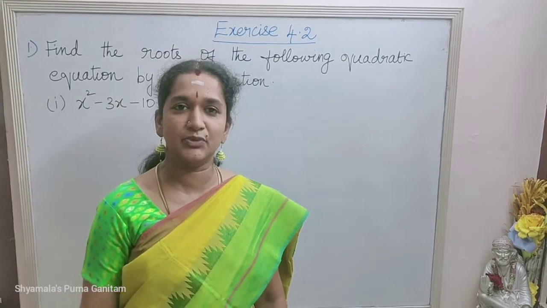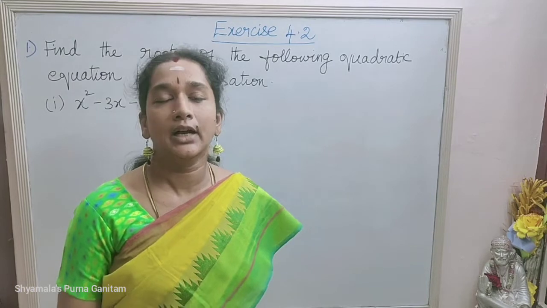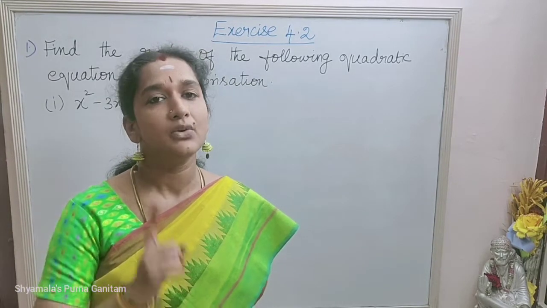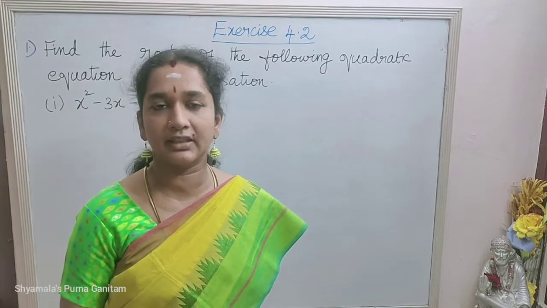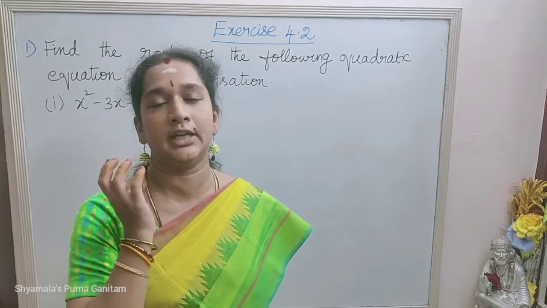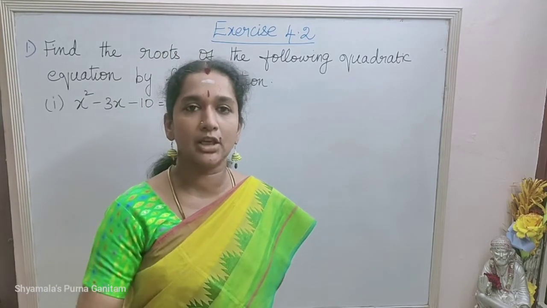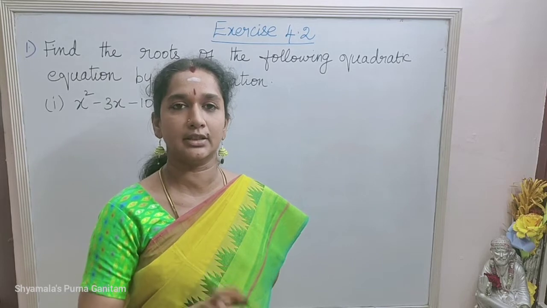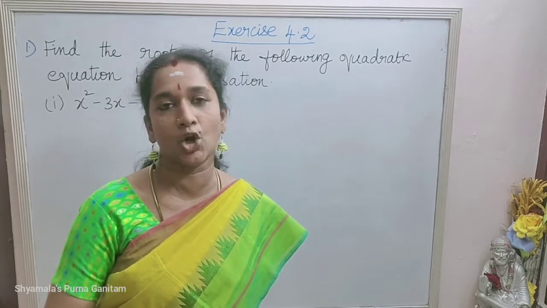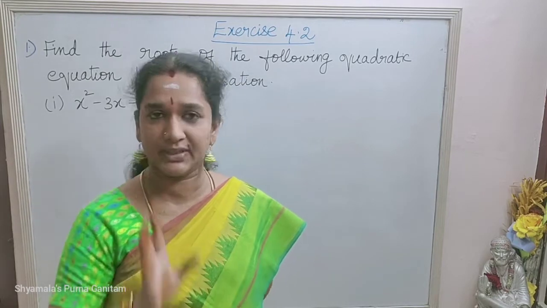Students, in this class we'll be doing the class 10 CBSE syllabus. We are doing the quadratic equations chapter. The first exercise I have completed. That first exercise is based on checking whether a given equation is a quadratic equation, that is, whether it is in the form ax squared plus bx plus c equal to 0, where a is not equal to 0. This is what we did in the first exercise.